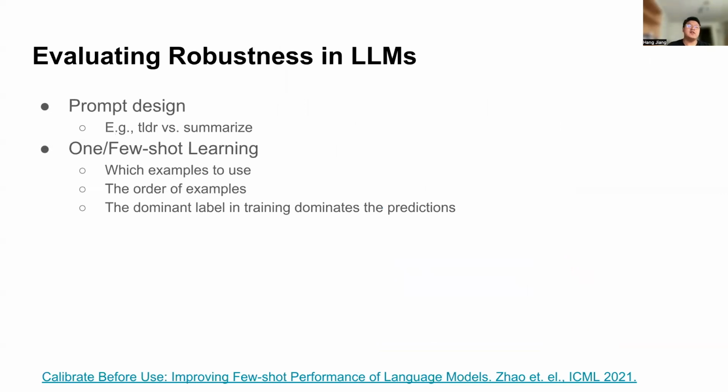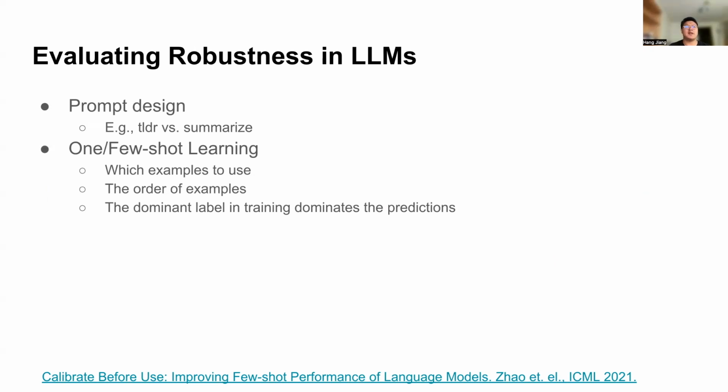When we look at language models, how do we evaluate robustness in language models? One important thing is the prompt design. There are so many ways to summarize articles. You can say TLDR, you can say please summarize for me, you can say please give me the main point of the article. So try different prompts and see whether models are sensitive to different framing of the same task.